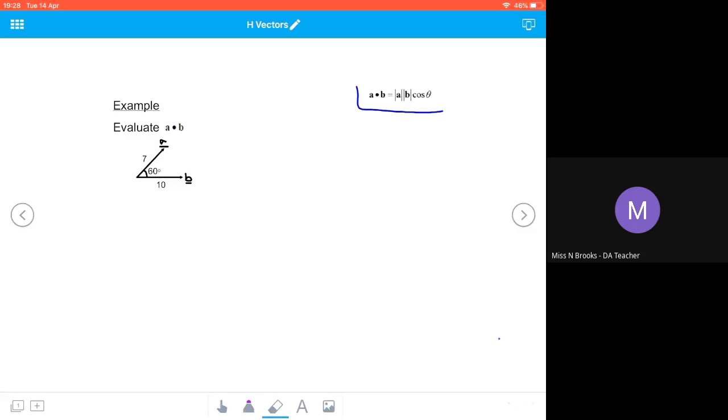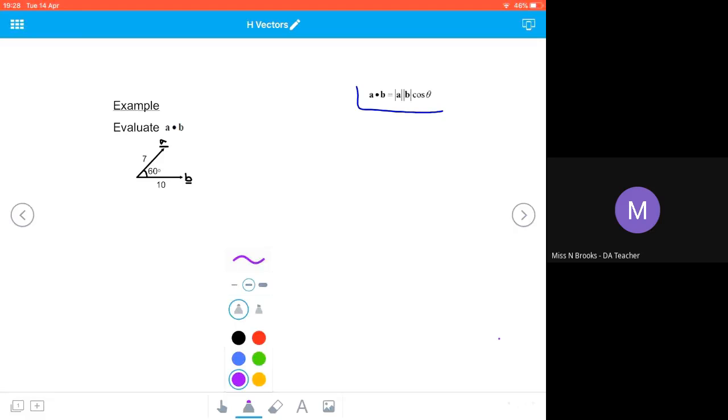So if we look at this first example, we're going to evaluate a dot b. We've got vector A coming out from a vertex at 60 degrees to vector B that's coming out of the same vertex, and you can see that the arrows are both pointing out from that vertex, so we can use the formula straight off the formula sheet.